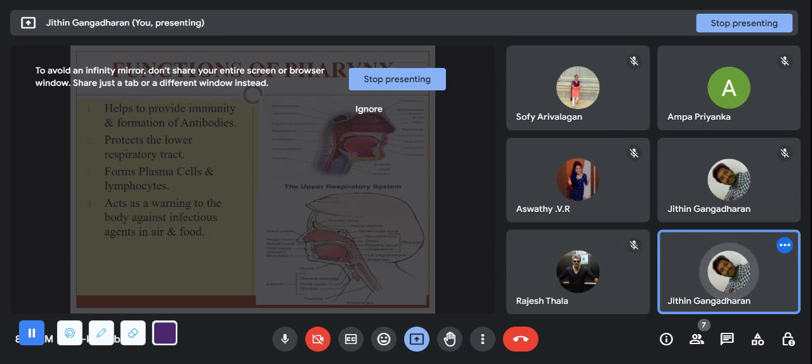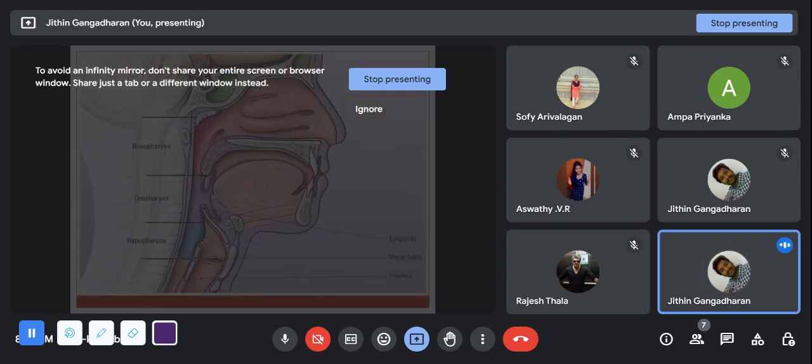This is a picture you can see here. This is the nose, and the air is coming in. When we take a pen and insert it through your nose, where it stops is the area known as the nasopharynx. The pharynx has been divided into three: nasopharynx, oropharynx, and laryngopharynx.